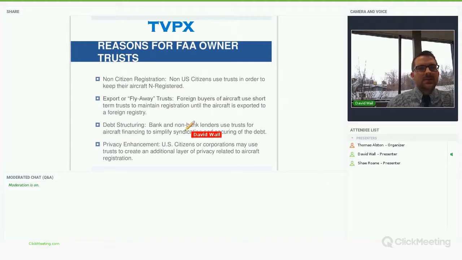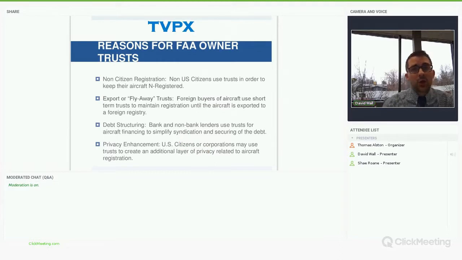The third bullet point is debt structuring. In some complex debt structures, a trust is used to help facilitate the debt financing and also to syndicate the debt in some situations. A lot of those are more based around commercial lending than you would find on a business aviation or corporate aviation transaction. The fourth bullet point is privacy enhancement.